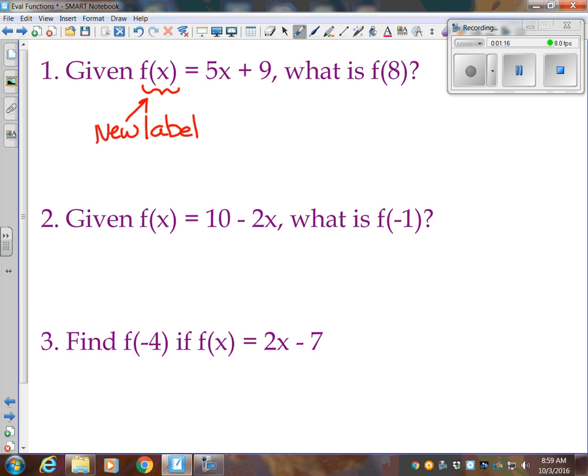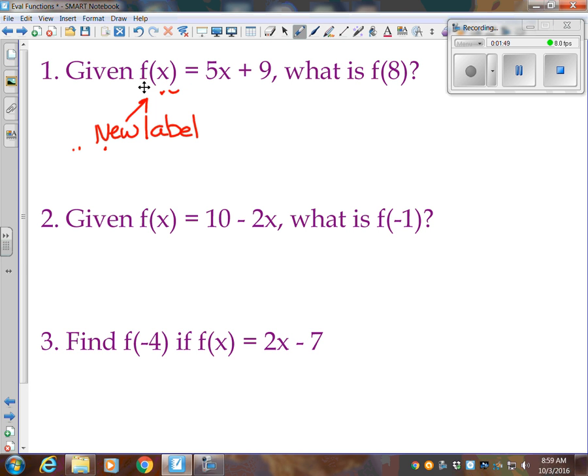New label. So instead of having a function, we say f of x. Basically that means that I have a function, and I'm going to call it f, and it has an x in it. It's what we used to have, we'd say y equals 5x plus 9. So it basically takes the place of the old y equals. So it's a new updated version of y equals. All right. Here's all we need to remember to do.